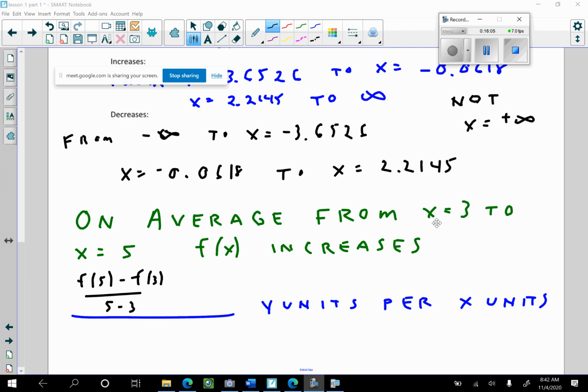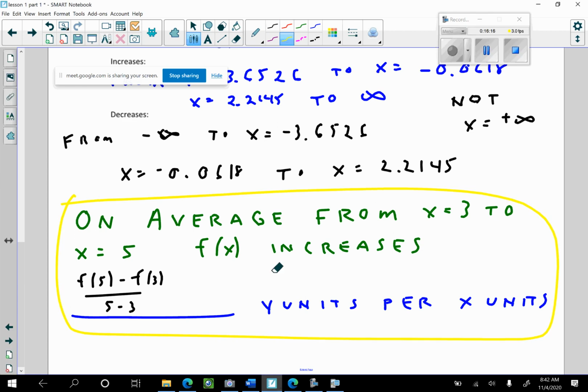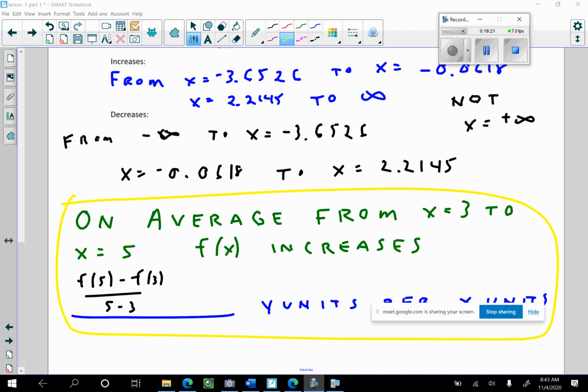So we're going to find the average rate of change from x equals 3 to x equals 5. We're going to use our calculator to find this, and then this is going to be our verbal description. I found this with my graphing calculator, and this number is equal to 240. So what's happening? On average, from x equals 3 to x equals 5, f of x increases 240 y units per x unit.